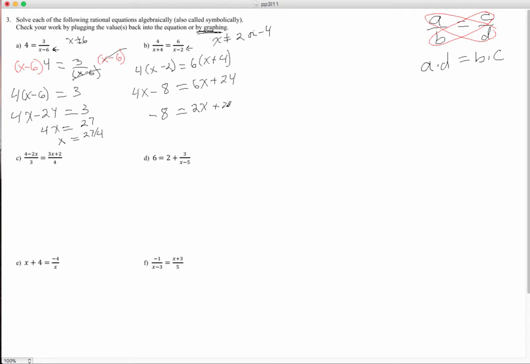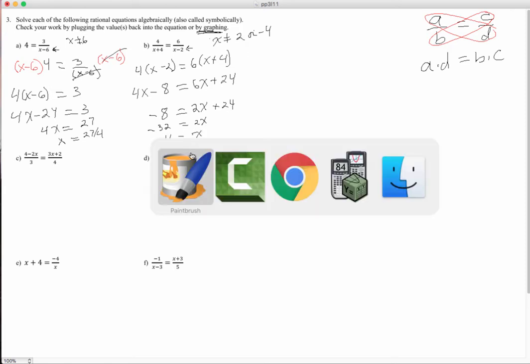I'm going to keep my plus 24 here. Then let's subtract the 24 from both sides. And when we do that, we're going to end up with negative 32 is equal to 2x. And then dividing both sides by 2, we'll get negative 16 is equal to x. Okay, so let's go check that on our calculator.